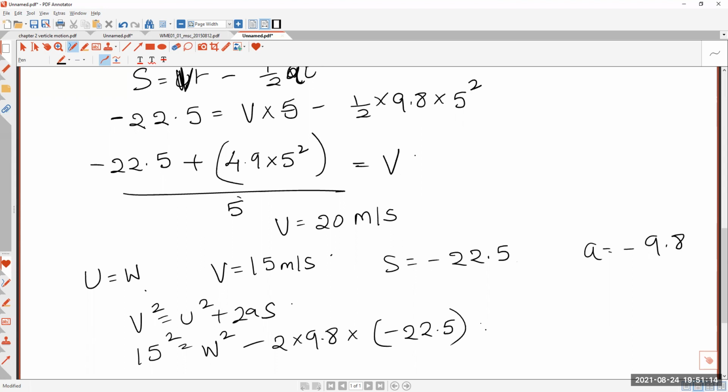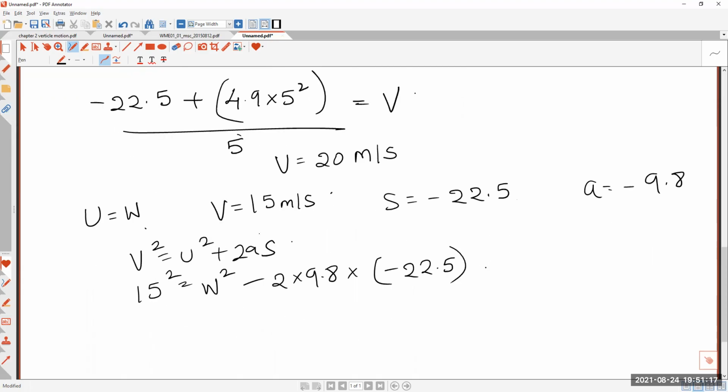Clear or not? Okay. Using the calculator, these two will become plus, no? See, what do you get for 2 into 9.8 into 22.5? It is positive because there is a negative sign here. 441. What is 15 square? 225. Okay, this goes plus to this side, how much? 441 is equal to what? W square. Okay, now this is by negative. I'll tell you how. Now how should you rectify it?